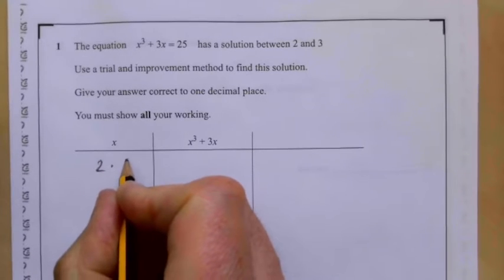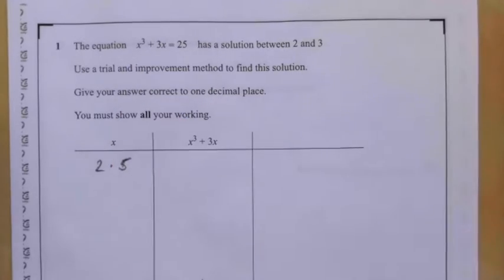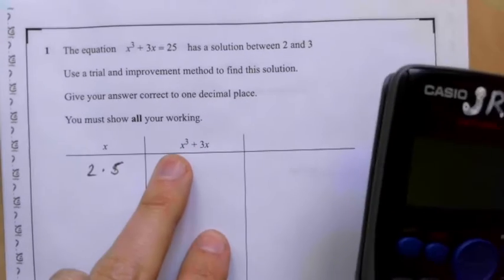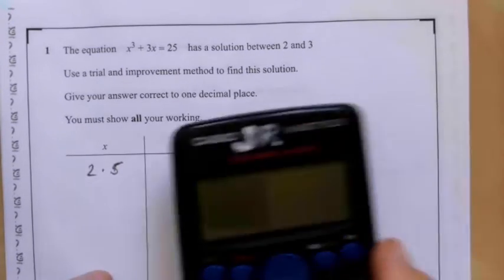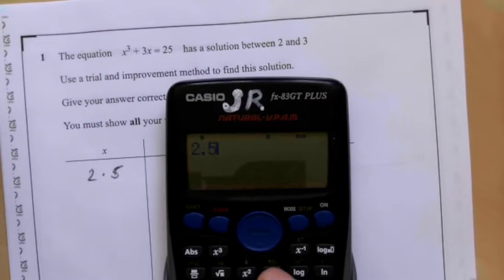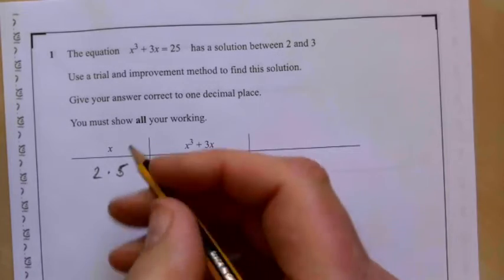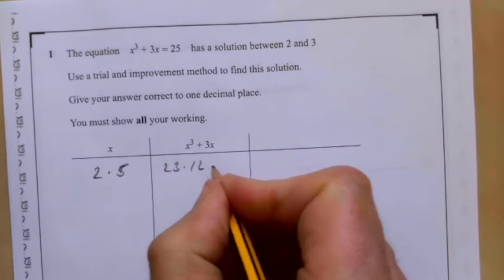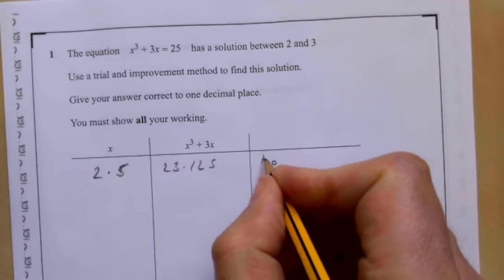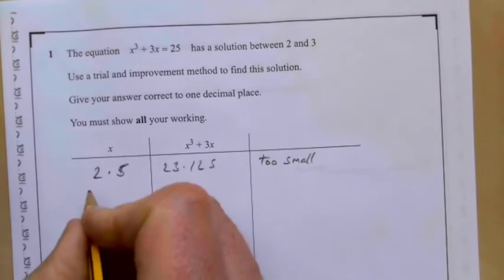So if we start then at 2.5, we substitute 2.5 into this equation here. So we want to do 2.5 cubed plus 3 times 2.5. And that gives me 23.125. That's too small because it's supposed to be 25. So go to the next one then, 2.6.